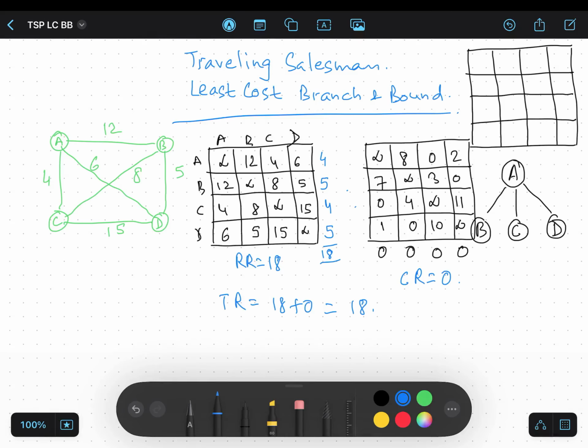This means for this particular graph, from whichever path we go, the minimum cost from going from one node and coming back to the same node and traveling every node is going to be at least 18.